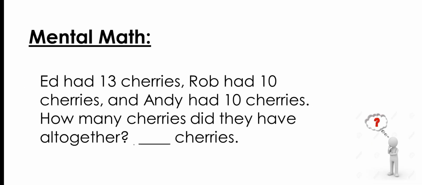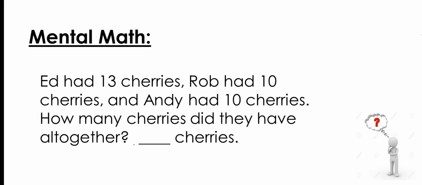But first, let's do our mental math. Listen carefully and answer as fast as you can. Ed had 13 cherries. Rob had 10 cherries and Andy had 10 cherries. How many cherries did they have all together? Pause the video, answer, and then check the video again.